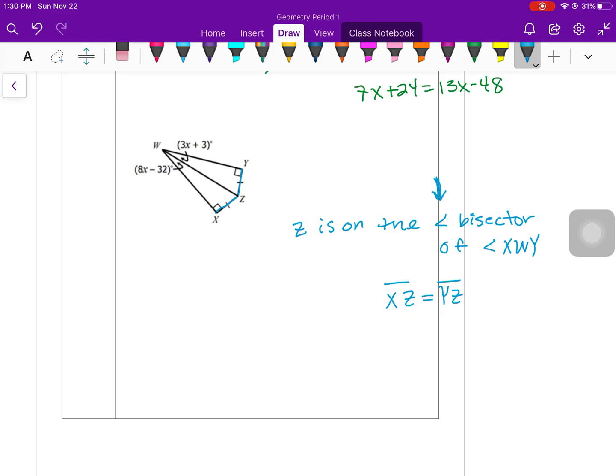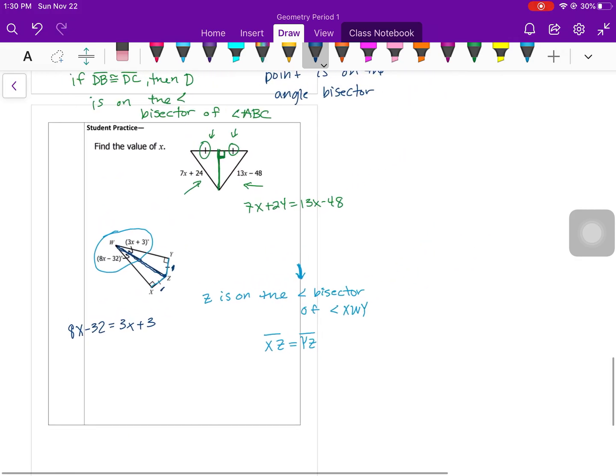So since it's on the angle bisector, I know that these two angles are congruent because it bisected those angles into two congruent pieces. So based on our diagram here, since these are congruent and Z is on the bisector, I can set my equation up to look like 8x minus 32 equals 3x plus 3. Sorry, I know that was a lot of information.